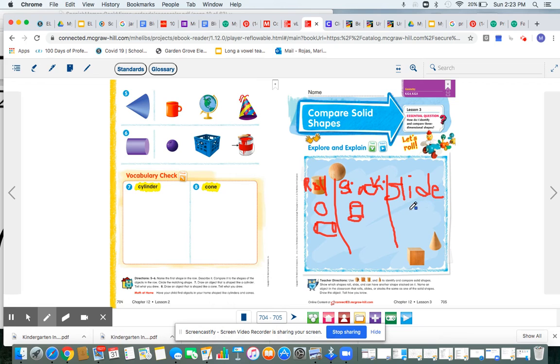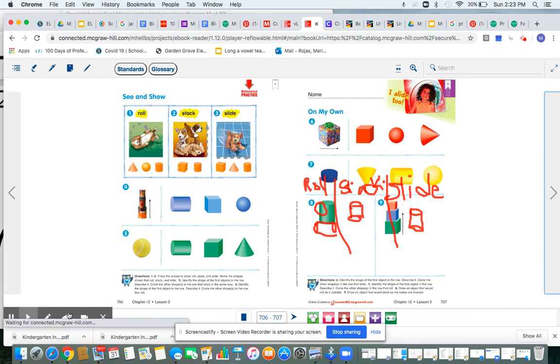And can it slide? Yes. So I'm going to draw the cylinder here. You're going to do that for the next two objects, and you're going to put them in the order they belong. All right, once you're done, go ahead and go to the next page.